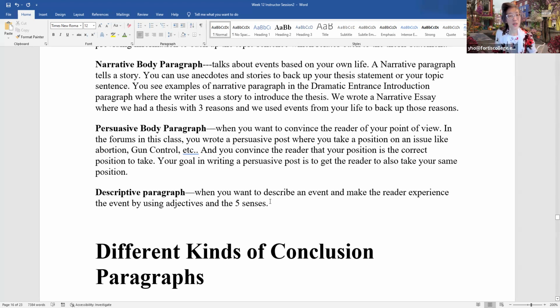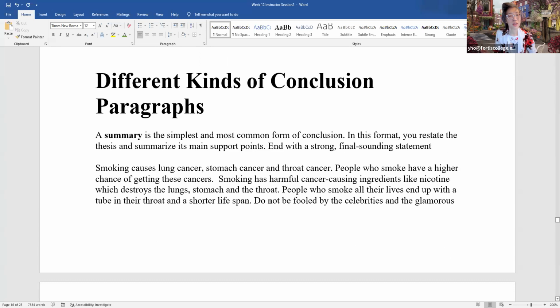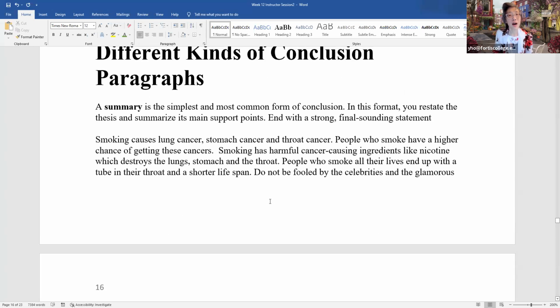Okay, so different kinds of conclusion paragraphs. Up till now, I've been teaching you the summary conclusion paragraph. In the summary conclusion paragraph, you repeat the thesis statement as the first sentence, and then you give a summary of your essay highlights. And then you end with some kind of takeaway. So that is known as a summary, just like I've been teaching you the funnel introduction paragraph, I've been teaching you the summary conclusion paragraph. And now you know that very well.